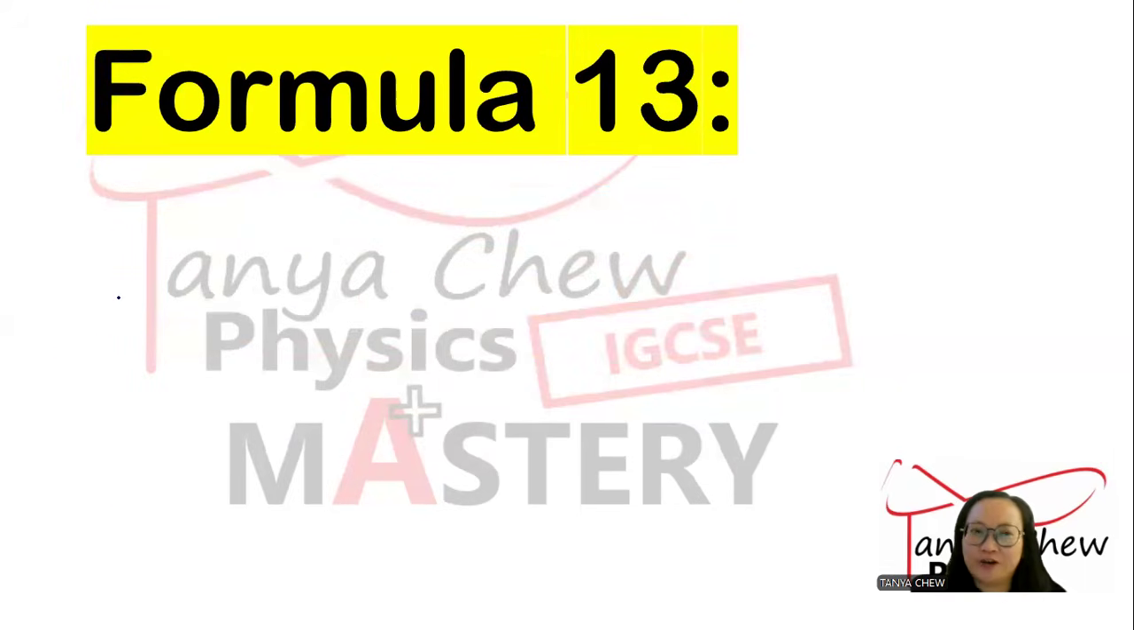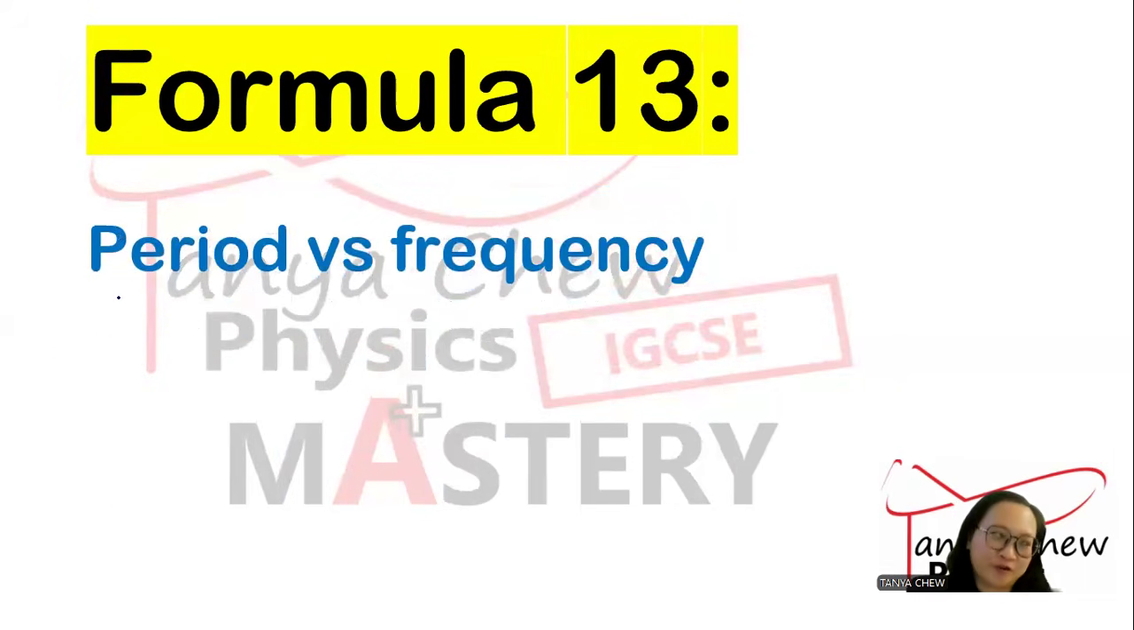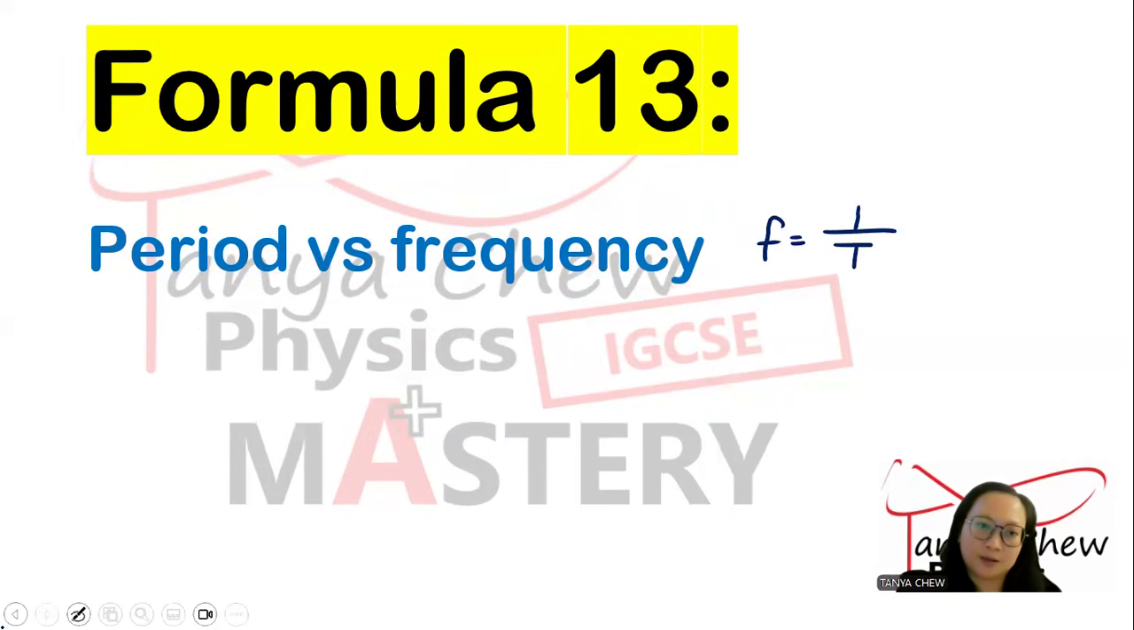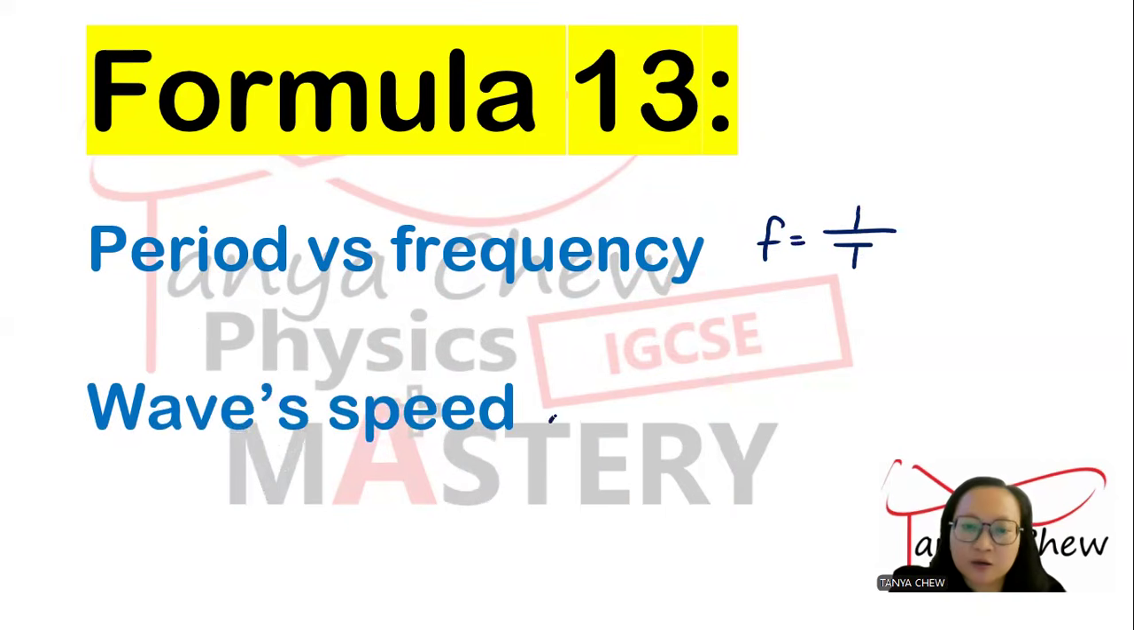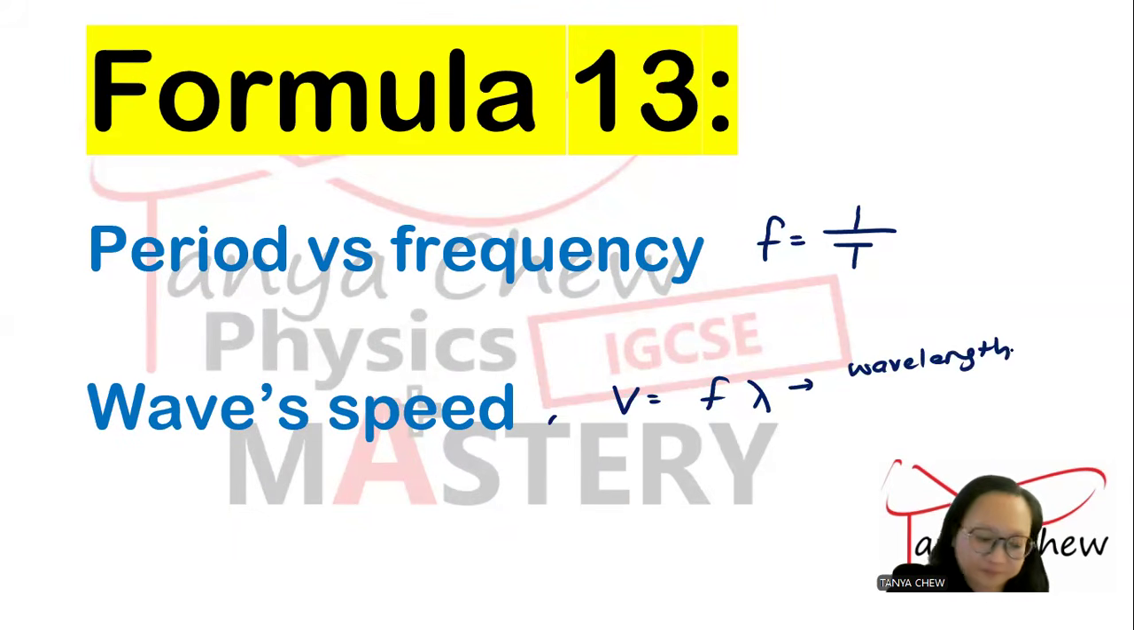Now, formula 13, period versus frequency. Period is the time taken for one complete oscillation. Frequency is the number of complete oscillations in the time given. So that is the relationship between period and frequency. Period or frequency can be calculated by 1 over period. Right, and the wave speed v is equal to f lambda. This is wave speed v, f is frequency, lambda is called wavelength.